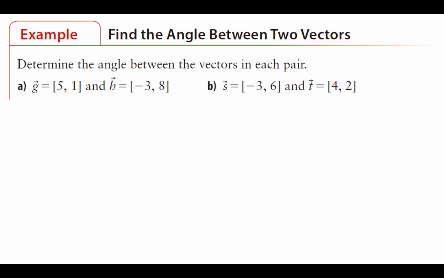A, vector G is (5, 1), and the vector H is (-3, 8). In question B, vector S is (-3, 6), and the vector T equals (4, 2). Okay, I'll give you 3 minutes to have a look at this example.